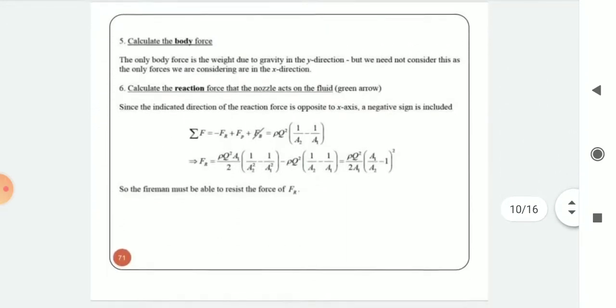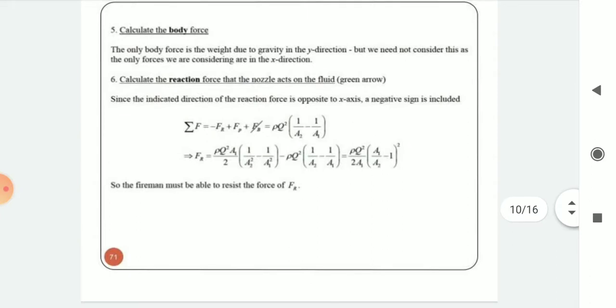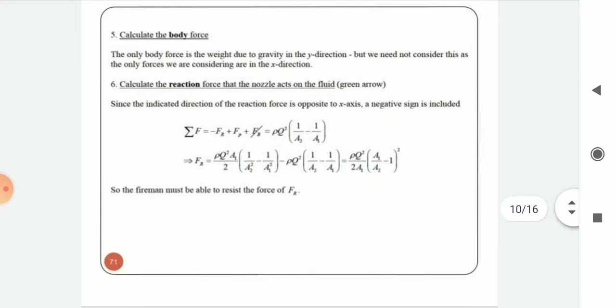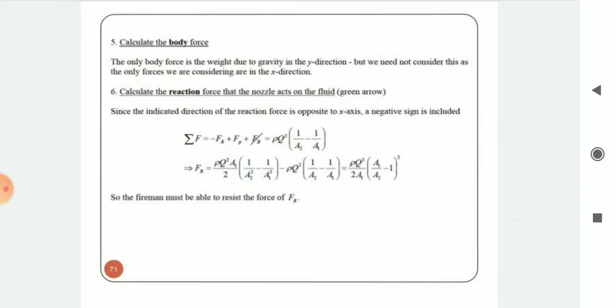So calculate the body forces. The only body force is the weight due to gravity in the y direction, but we need not consider this, as the only forces we are considering are in the x direction. Then calculate the reaction force that the nozzle exerts on the fluid, that is the green arrow. Since the indicated direction of the reaction force is opposite to the x-axis, a negative sign is included.